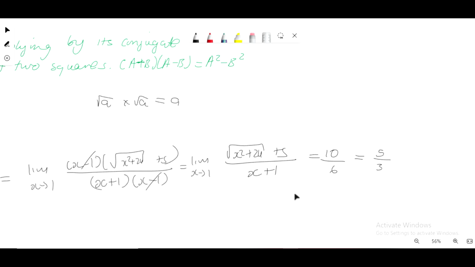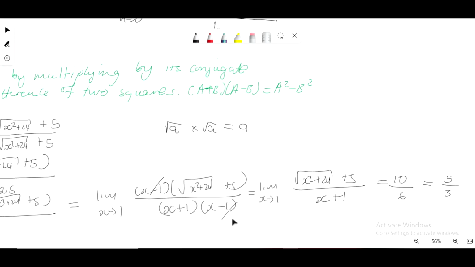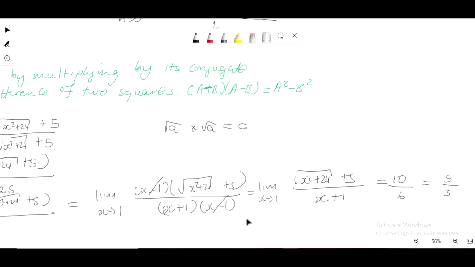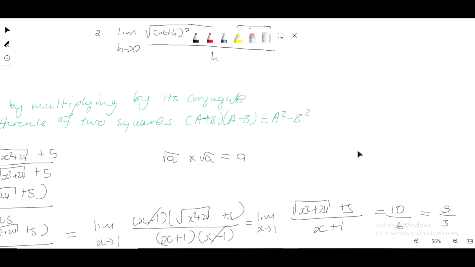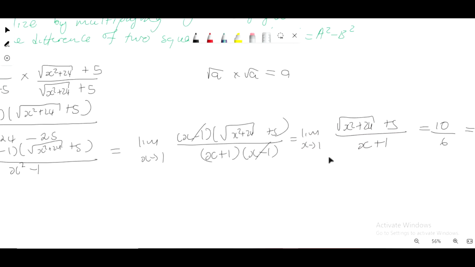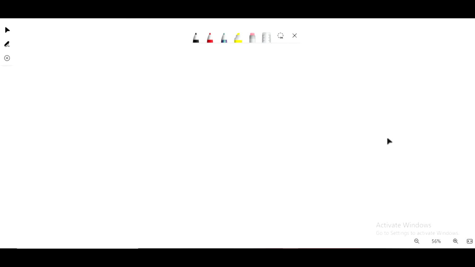Okay, so let's go to the second question. I'm going to be fast on the second part. Okay, guys, you now know maths. Okay, number 2. It says find the limit of the square root of x plus h. Do number 2, guys. And then this is the correction of number 2.